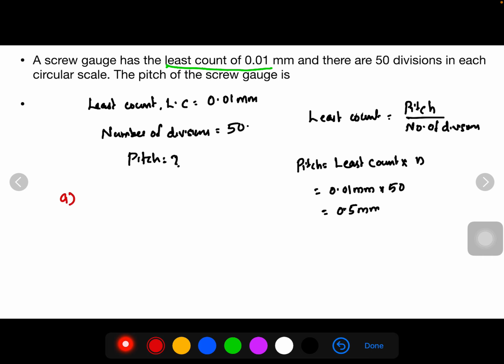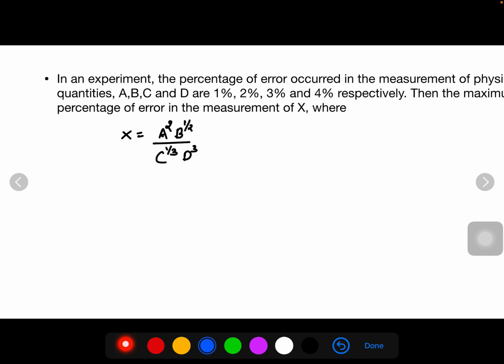The options were like this. First option is 0.01 millimeter. Second option is 0.25 millimeters. Third option is 0.5 millimeters, and fourth option is 1.0 millimeters. So among these the correct option is 0.5 millimeters. Moving to the next question.